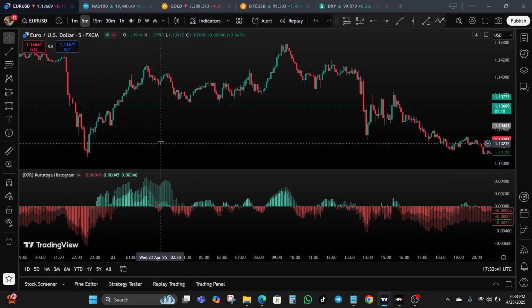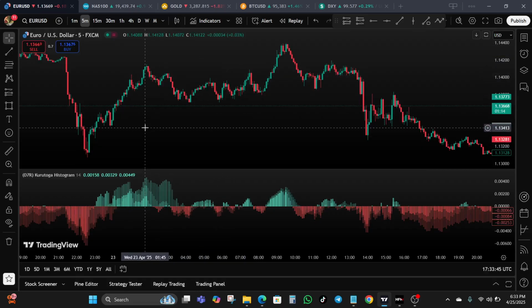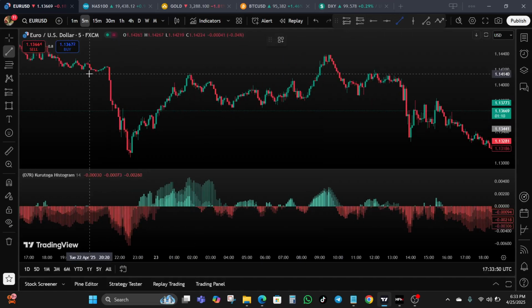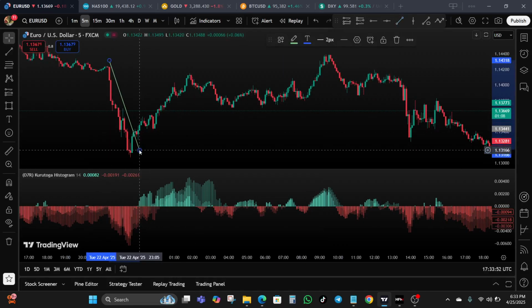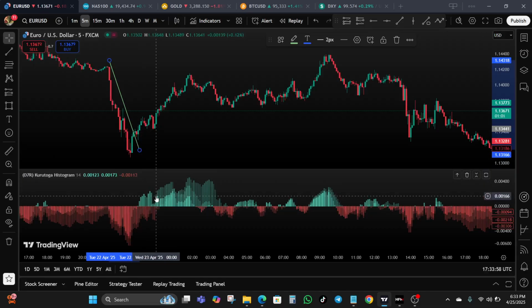If price breaks a key level and the histogram bars flip color, that is your cue. For example, let's say that price was trending downwards before and it broke this trend line resistance, and at the same time we had a flip from the red bars to the green bars. It shows that there was bullish momentum, a signal to enter a buy trade.